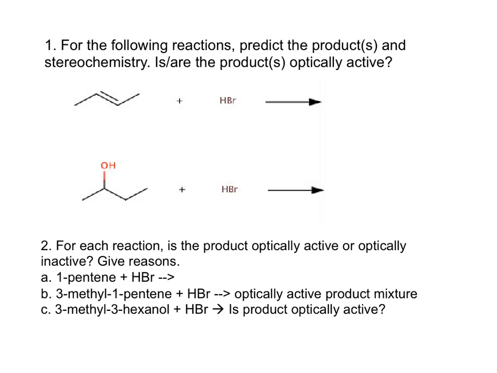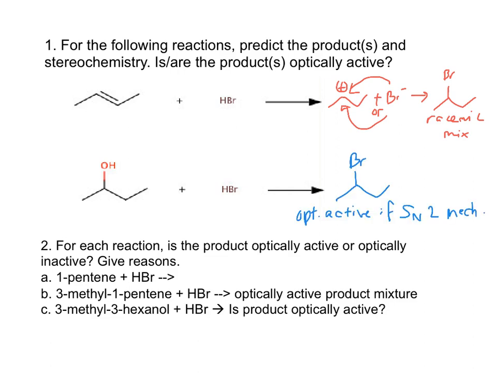Here are the answers. The carbocation intermediate is trigonal planar. So the bromide ion can react on either the top side or bottom side of the carbocation. For the second reaction, the product is optically active if the mechanism is SN2. Remember, in the SN2 mechanism, there's inversion of configuration.